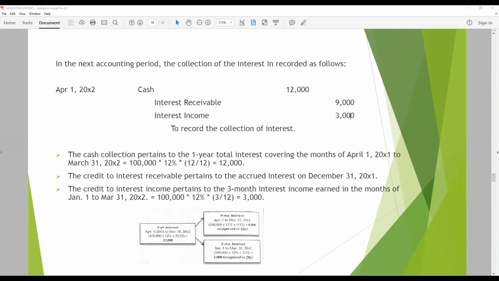So for the 1-year interest, this is the allocation of your interest: 9 months from April 1 to December 31, 2021, and 3 months from January 1 to March 2022. So out of 12 months, 9 months for last year and 3 months for this year. Okay, this is for accrual of interest income or accrual of income.